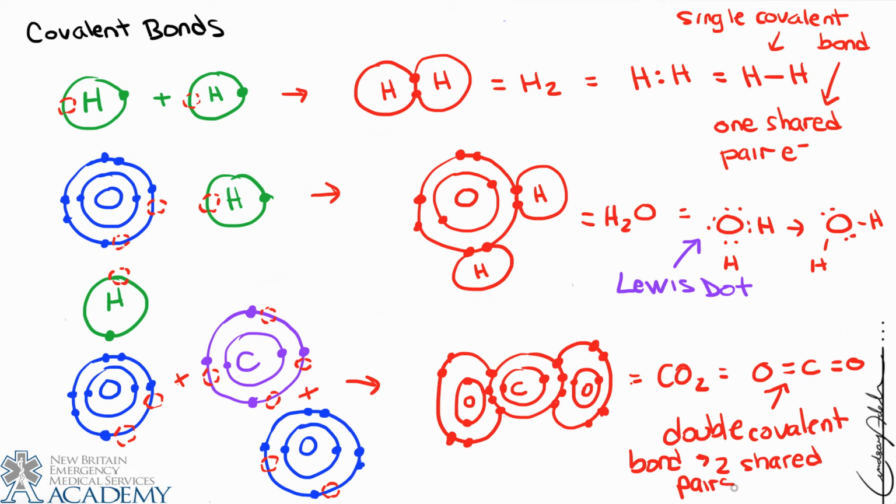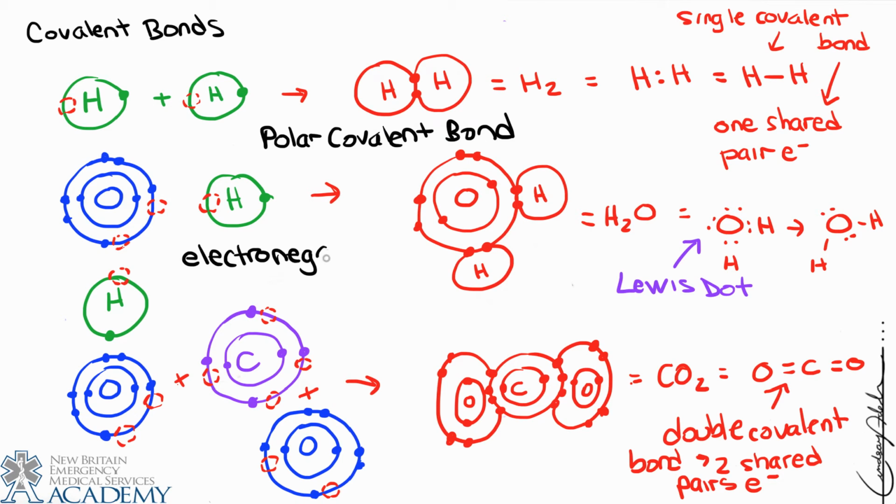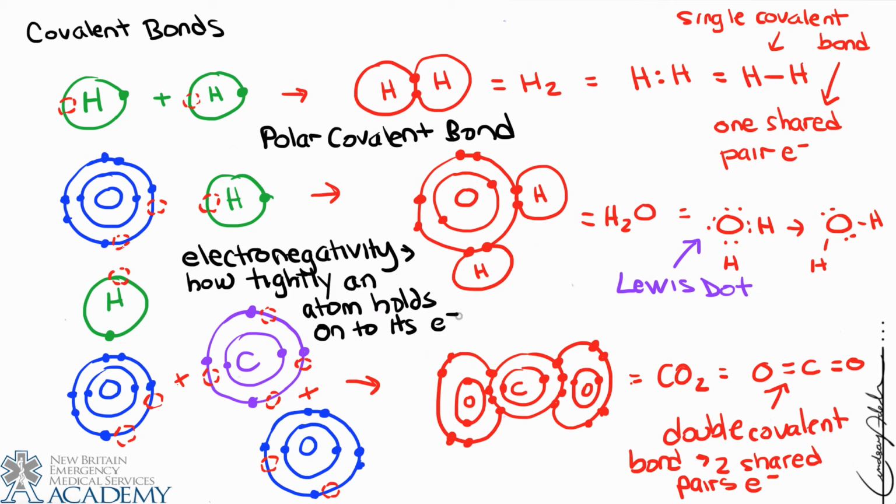Now, there's one other point that's really important about covalent bonding, and that is that we can have either polar covalent bonds or nonpolar covalent bonds. And in order to explain the difference between a polar covalent bond and a nonpolar covalent bond, we have to address this principle of electronegativity. So electronegativity refers to how tightly an atom is going to hold onto its electrons. So something like oxygen is extremely electronegative. It really wants to hold on to all of the electrons that it has access to very tightly, and it doesn't like to share them all that much.